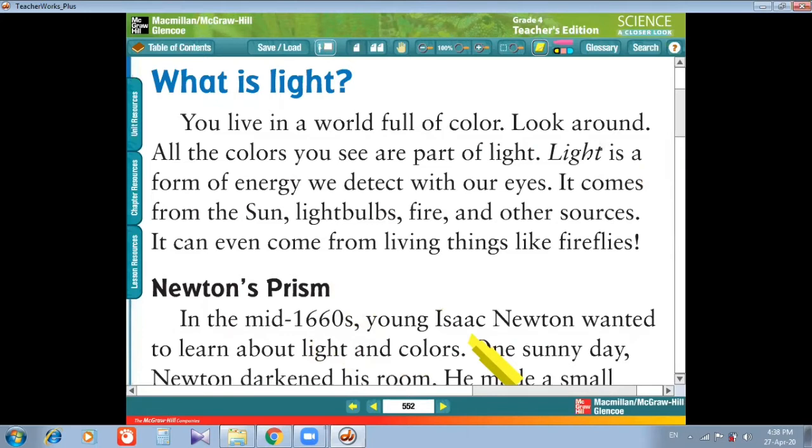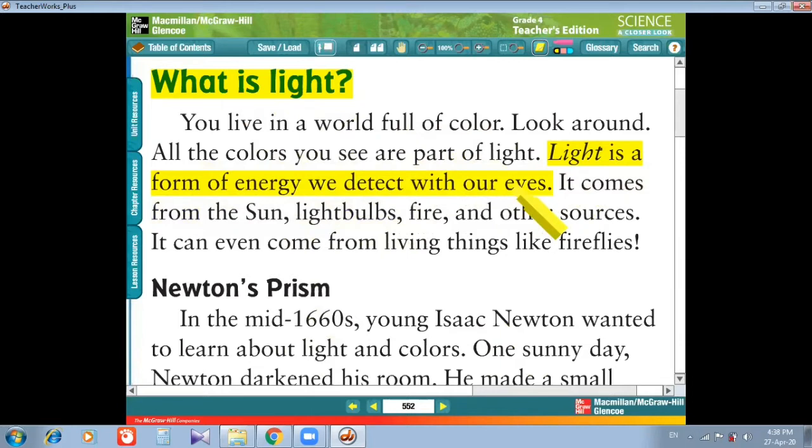I want you all to open your books, page number 552. On this page we have the topic about light. What is light? You live in a world full of colors. Look around. All the colors you see are part of light. Light is a form of energy we detect with our eyes.